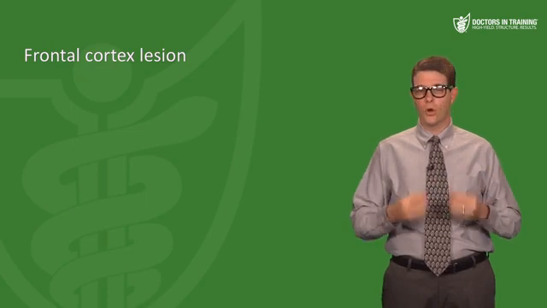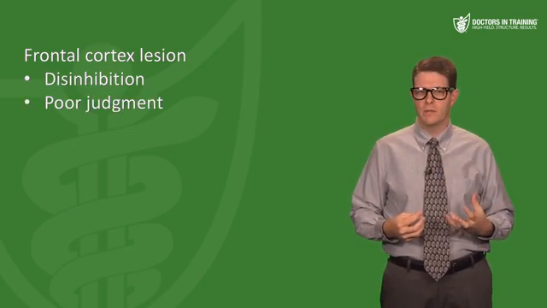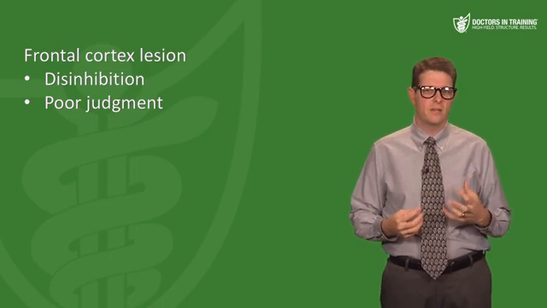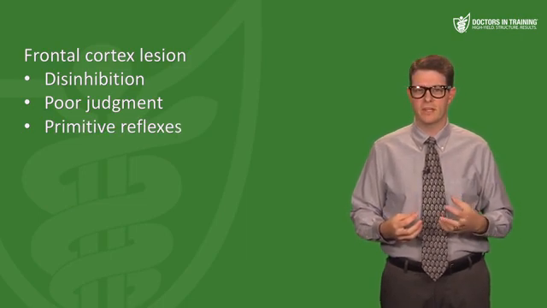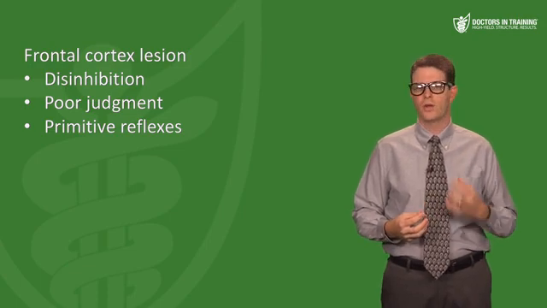So a frontal cortex lesion can result in disinhibition and poor judgment and personality changes, and sometimes the return of primitive reflexes like the rooting reflex or the grasp reflex. We sometimes call these frontal release signs.